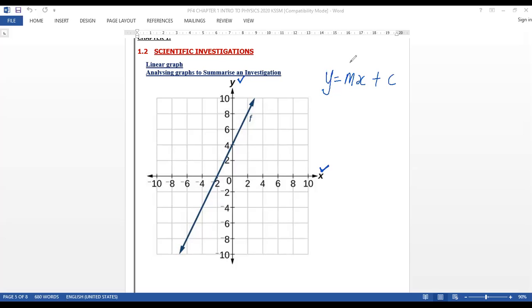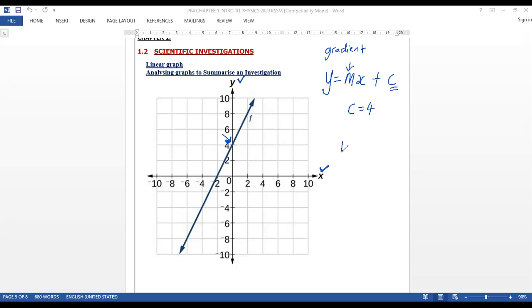M is the gradient of the graph. And C is the intercept here. Can you see this is the intercept? C is the intercept of the line on axis y. It can be above 0 or below 0. So in this graph, C is equal to 4, positive 4.